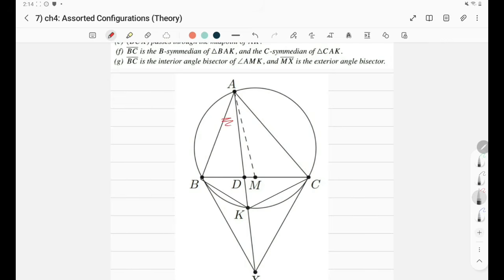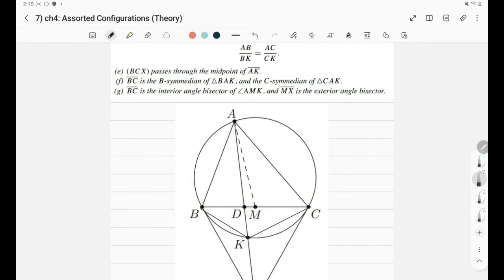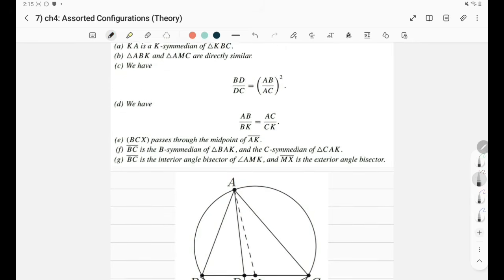Another thing to get from this similarity is that imagine in some question they're asking you to maybe evaluate some lengths, like maybe BK or AK. Because of the similarity, you can just map these into the triangle AMC, which is super nice. So yeah, this similarity is very helpful.